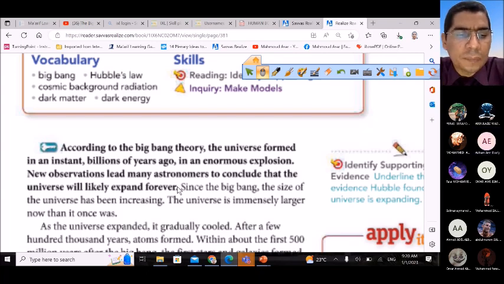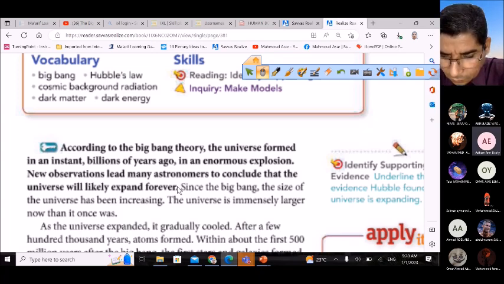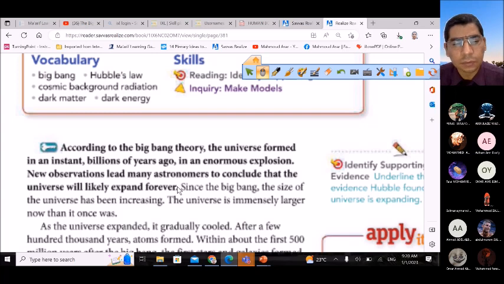Thank you very much. What does it mean to say it will likely expand forever? When the Big Bang happened, when the explosion happened, many galaxies formed, but they start to get away. They get bigger and bigger. Is it a continuous process or not? Continuous process. Continuous means it doesn't stop. Yes, it doesn't stop. Thank you very much. So this is what we studied today.